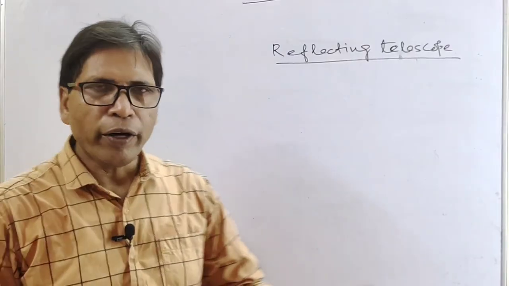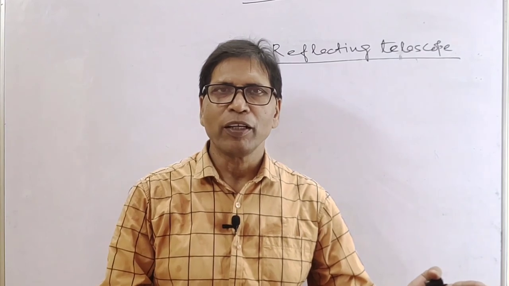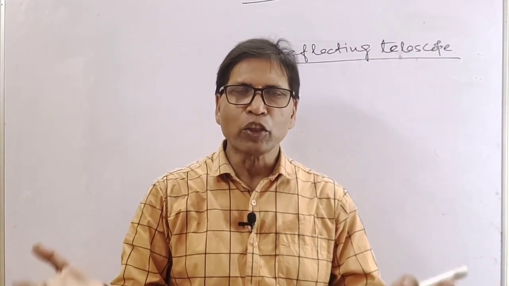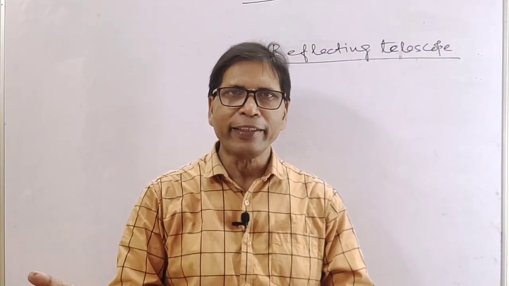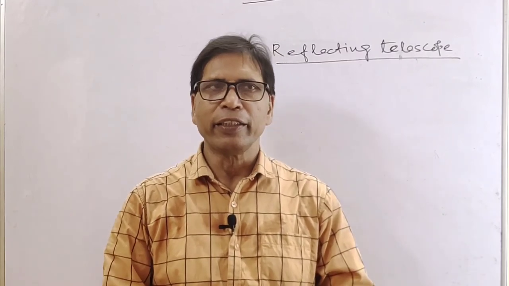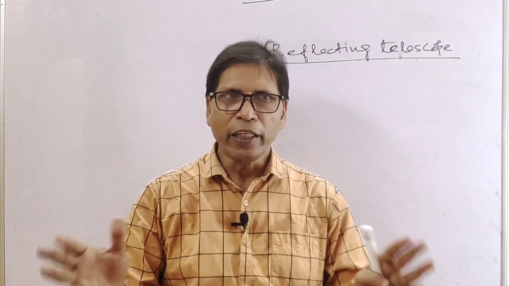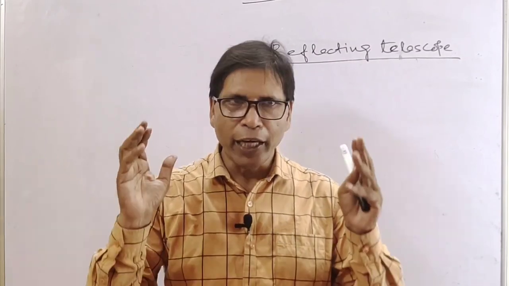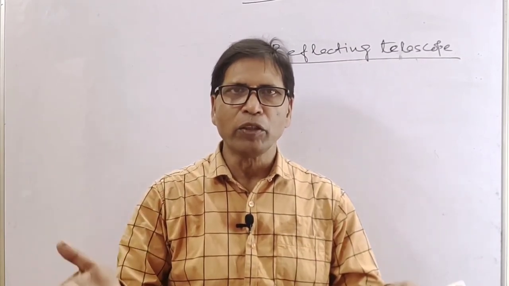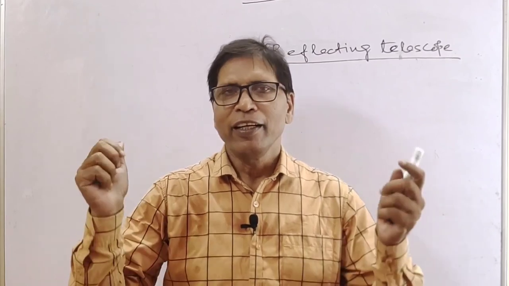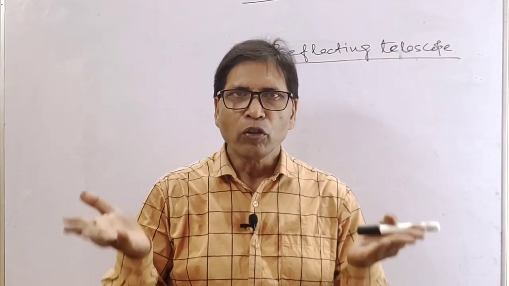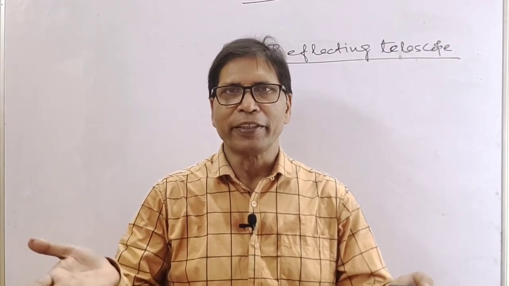Now, a reflecting telescope. The astronomical telescope has chromatic aberration and spherical aberration, and the aperture of the lens is not so large. Therefore, the brightness of the image will be decreased. The reflecting telescope solves the above defects.